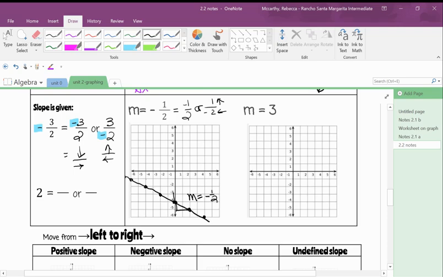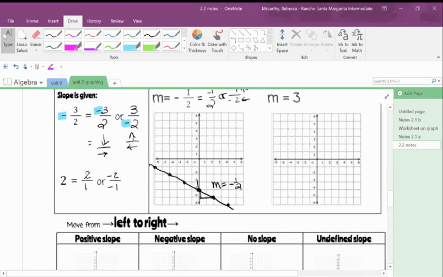Okay, so now let's look at this one. When I have a whole number, let's go over here. I could write it as 2 over 1 or negative 2 over negative 1 because a negative divided by a negative is a positive. So I know this one's going to go up 2 to the right 1 because that's the positive direction, or down 2 and to the left 1.